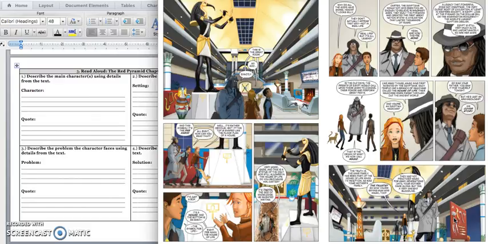Okay, we'll stop right there because we have information about the problem. In box 3, we would write, Carter and Sadie learned that their father and uncle are magicians, or Egyptian magicians, and not an archaeologist. Press pause to write down your answer and play when you're ready for the quote.